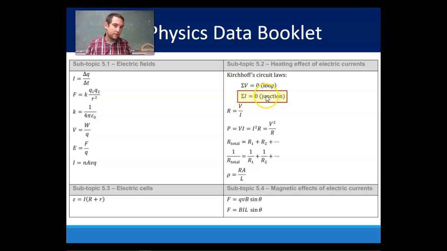What this also tells us is if you have resistors connected to each other one after another, we call that in series. So in series, your current is going to be the same. Meanwhile, if there's a junction, if there's a choice for the electricity to flow, then that means we're going to split up the current.